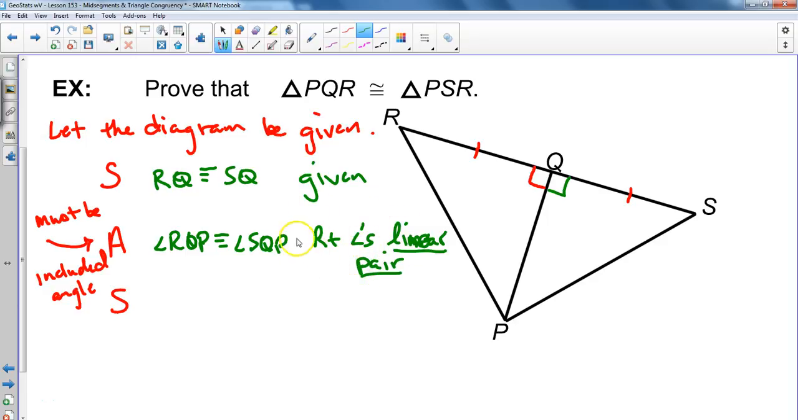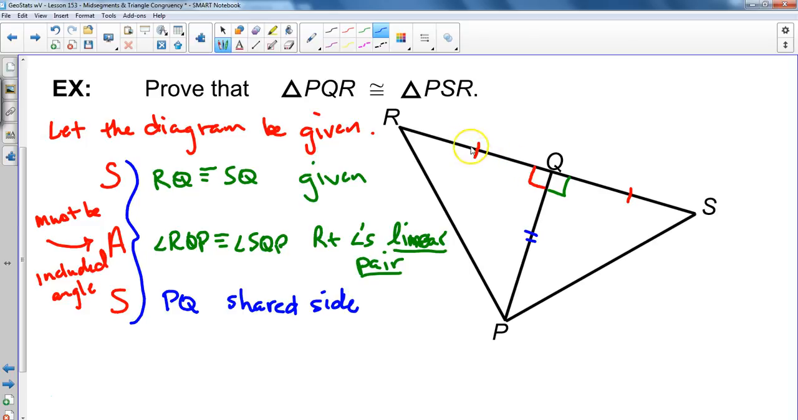That's our angle argument. Our next argument is going to be for this side right here, PQ. The argument comes from the fact that it's used in both of these triangles, and therefore it's a shared side. The biggest thing about this proof is that the angle is in between the two sides. Here's our first side argument, RQ. Our second side argument is PQ. The angle is the included angle, and the argument is given in that order.